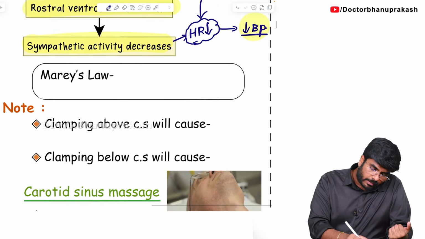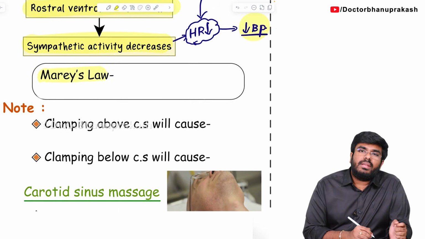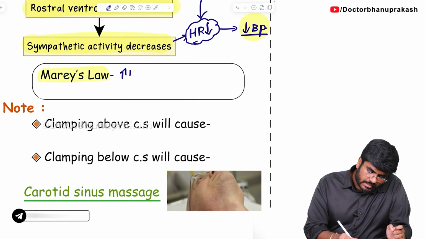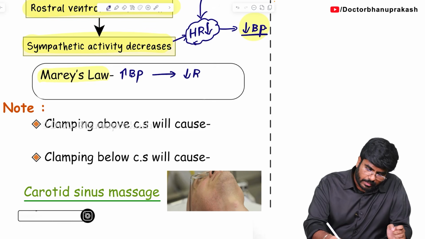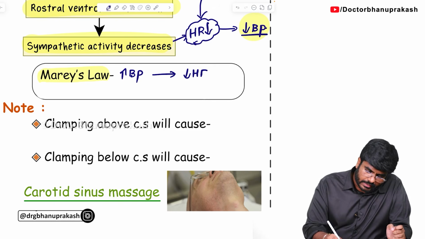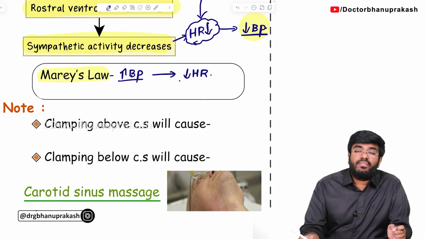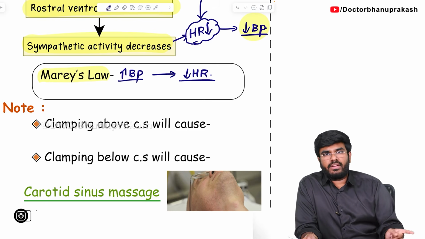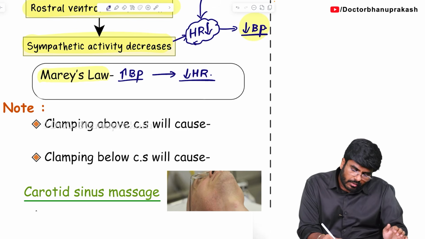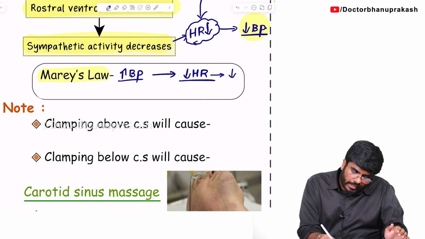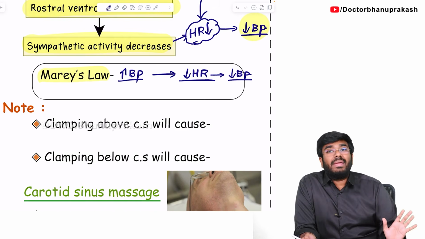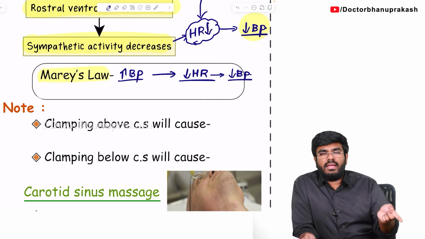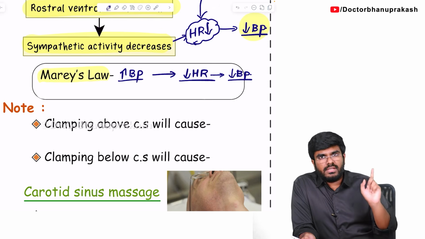Now I will be explaining to you about Marey's law. So, what is Marey's law? Marey's law will tell you, whenever your BP increases, after some time immediately your heart rate will come down. Your heart rate decreases. So, an increase in BP is going to cause a reflex decrease in the heart rate. Okay, first, whenever BP increases, your heart rate will come down. Whenever your heart rate comes down, automatically after some time your BP will also become normalized. So this is called Marey's law: a pathological increase in BP is going to cause a reflex decrease in the heart rate.